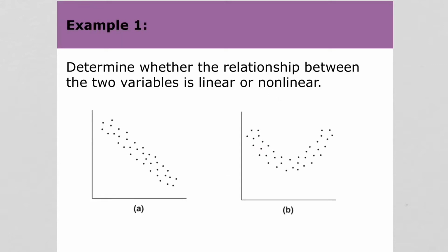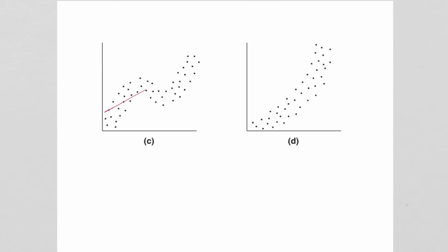So in example 1, we're just determining whether these are linear or not. The first one, yes, it does appear to be negatively linear. The second one, if we try to draw a line through it, not good, so not linear. C, if we try to draw a line through it, it's not horrible, but we could use a better representation, so not linear. And with D, again, not horrible, but we could use a better representation, so we're going to say it's not linear.